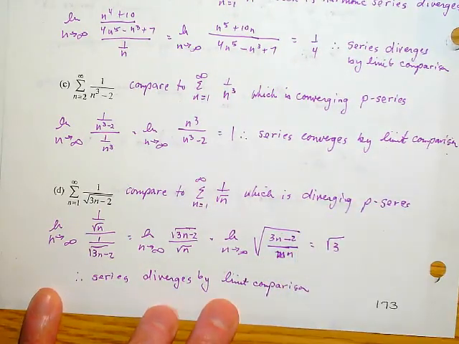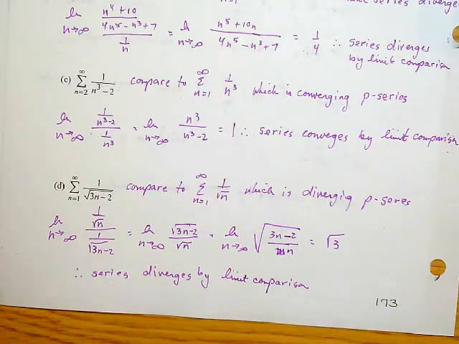Okay, that was test number 7. We're 3 more to go. The next topic we'll be doing next time is called alternating series, and there's a lot of applications for that too.